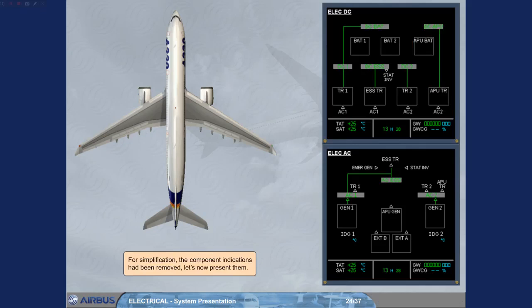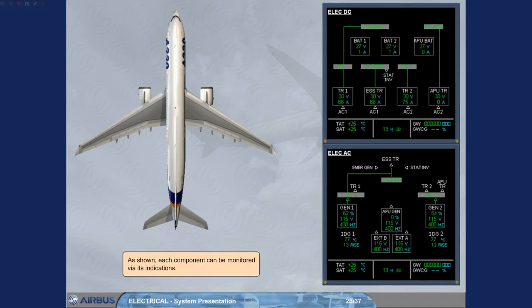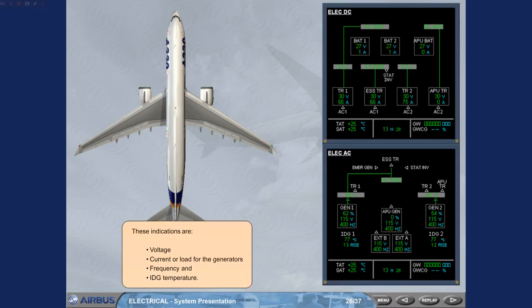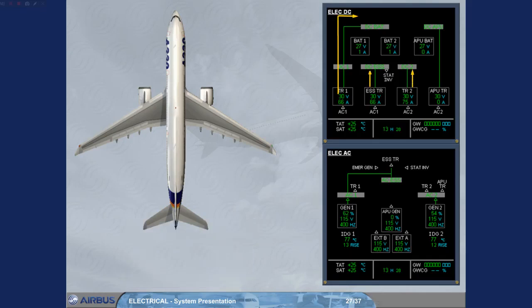For simplification, the component indications had been removed. Let's now present them. As shown, each component can be monitored via its indications. These indications are voltage, current or load for the generators, frequency, and IDG temperature. You can also notice the various connections represented by green lines.